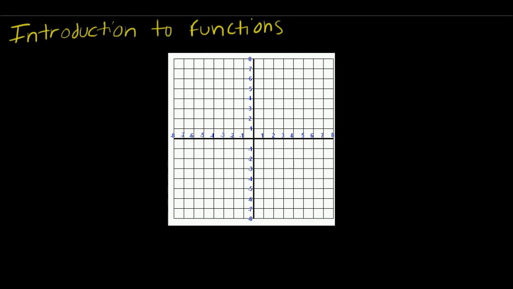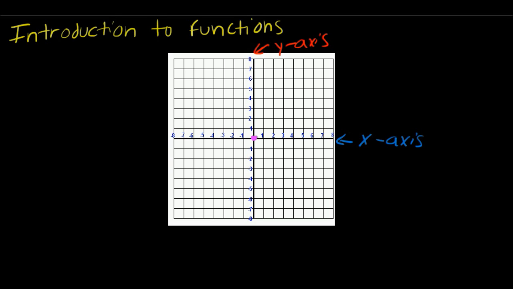Here we're going to look at an introduction to functions. We're going to look at the coordinate plane, which is formed by the intersection of two perpendicular number lines called axes. Here we have the y-axis, which is the vertical axis, and we have the x-axis, which is the horizontal axis. At the intersection of the two, we have the origin at 0, 0.